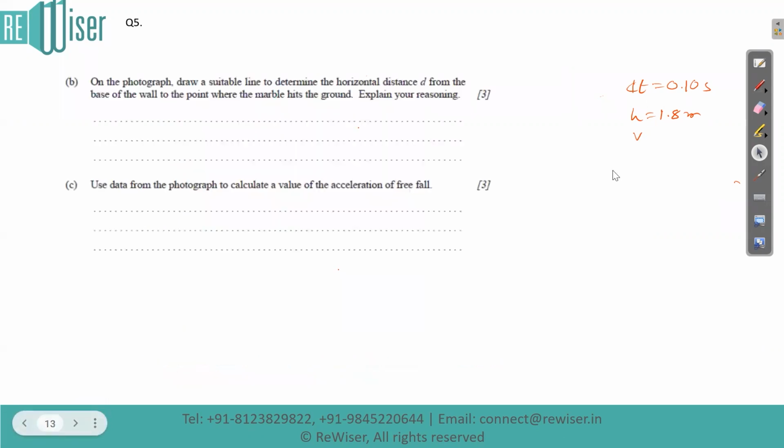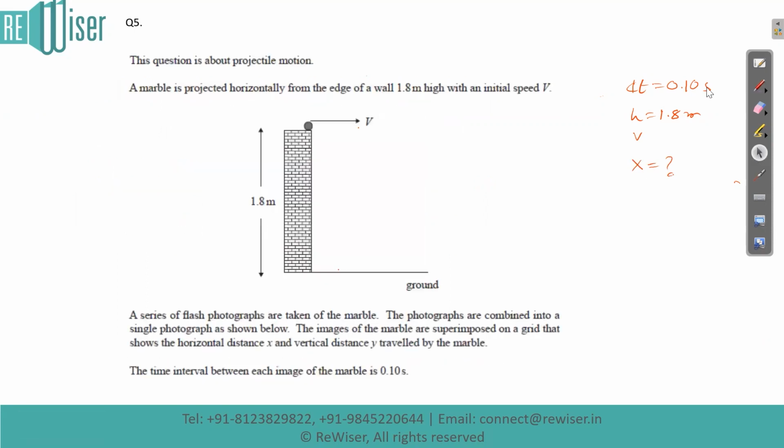So they're asking, on the photograph, draw a suitable line to determine the horizontal distance d from the base of the wall to the point where the marble hits the ground. Explain your reasoning. So basically, I have to find out the horizontal displacement and draw it in the graph. So the main motto is to find out what is x, the displacement along x direction. I will show you what exactly it means.